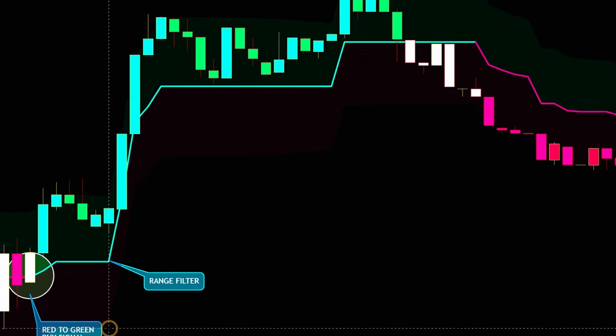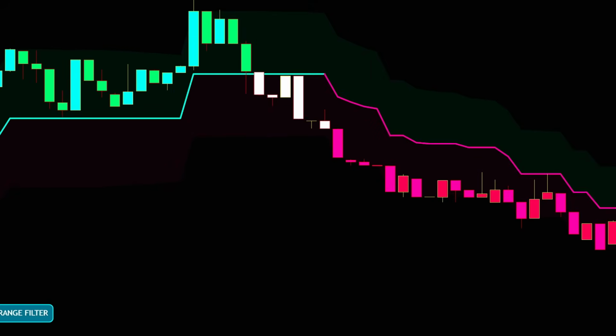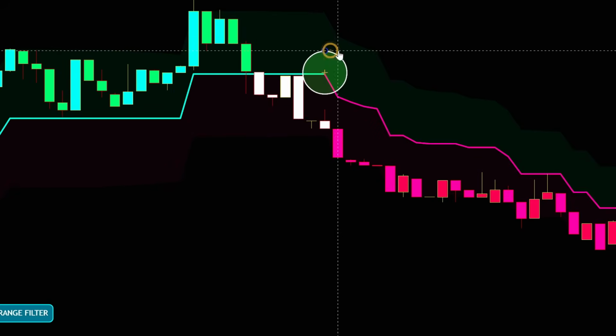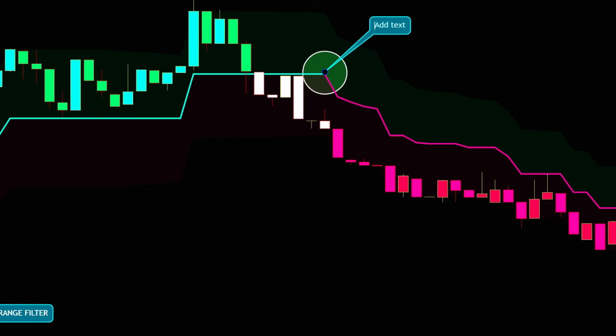And obviously, it's the same thing in reverse. When it goes from green to red, that means a bearish move is likely starting. And that's a good time to look for a sell trade. But hold on a second. This thing is pretty good right out of the box, but we can actually tweak the settings to make those signals even more reliable.